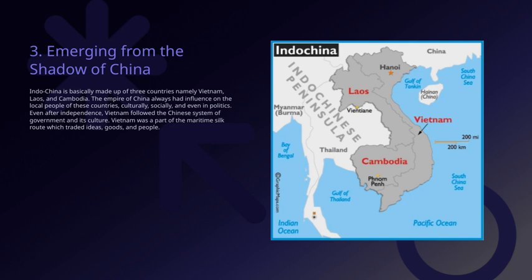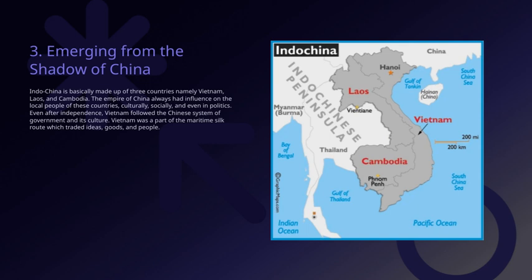It's also important to remember that Vietnam was part of the Maritime Silk Route, a vital network that facilitated the exchange of ideas, goods, and people across Asia. This historical connection with China played a significant role in shaping their development and identity.